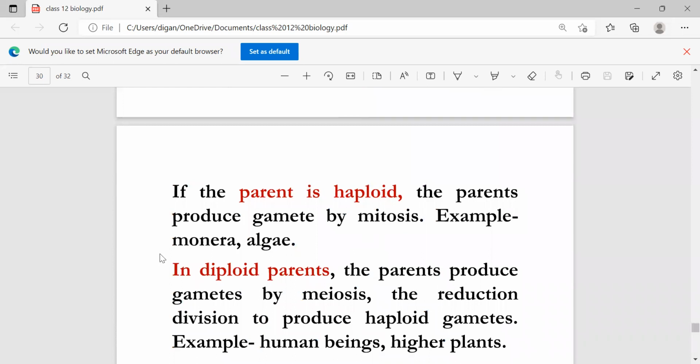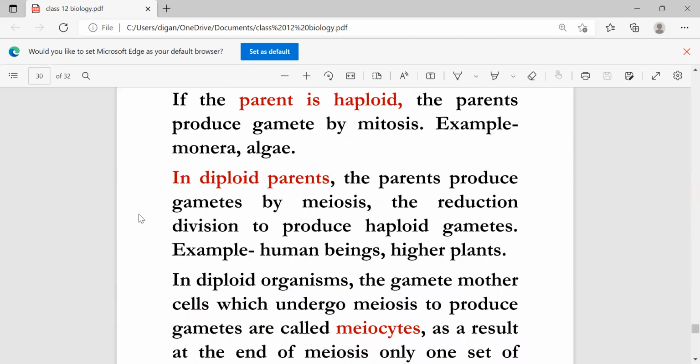If the parent is haploid, the parent produces gametes by mitosis. Example, Monera or algae. And if the parent is diploid, the parent produces gametes by meiosis, means reduction division, to produce haploid gametes. Example, human beings and higher plants. A question may come: give an example where the parents are haploid. You have to give the example of algae. If diploid parents, you have to give the example of human beings or higher plants.